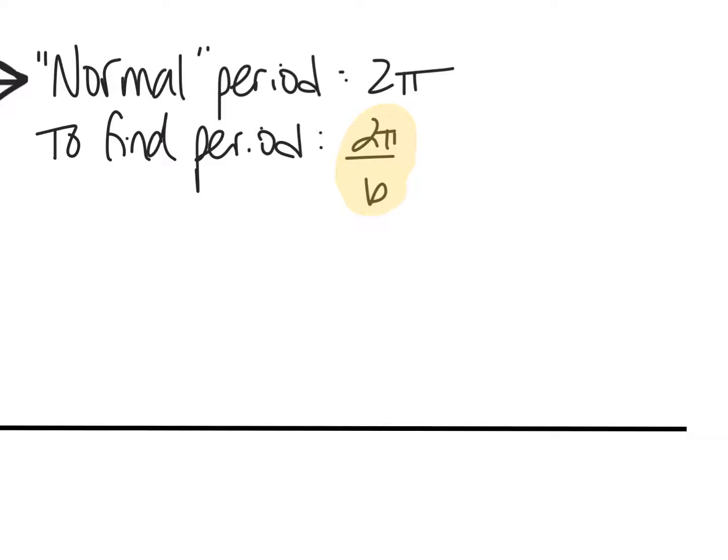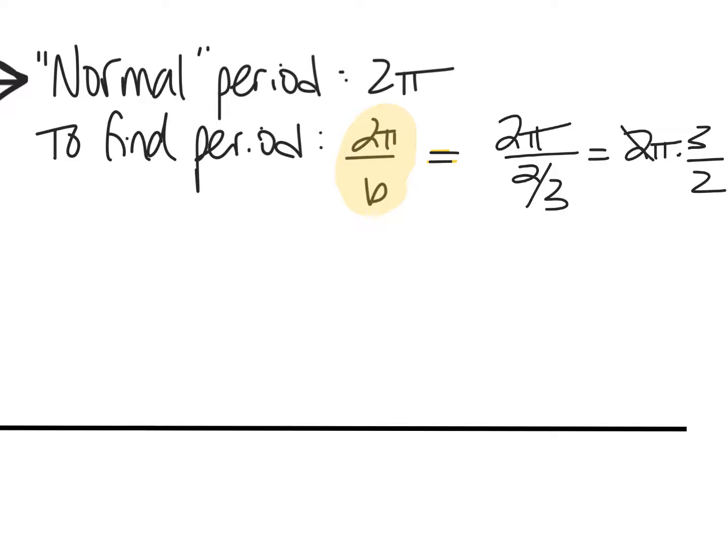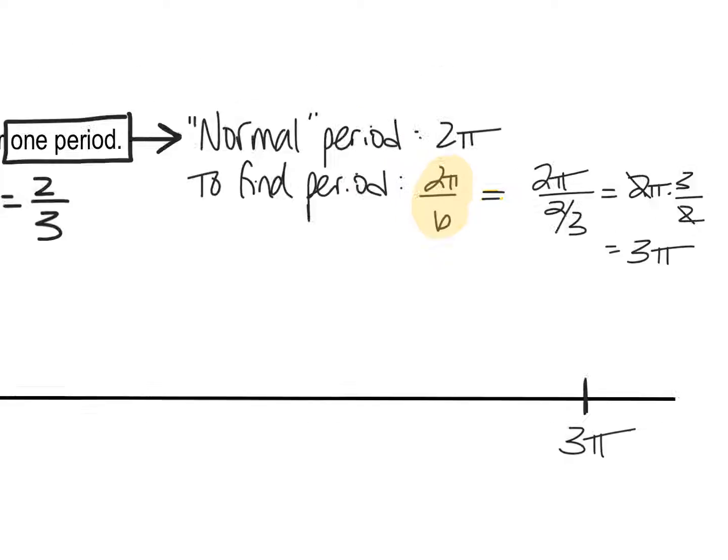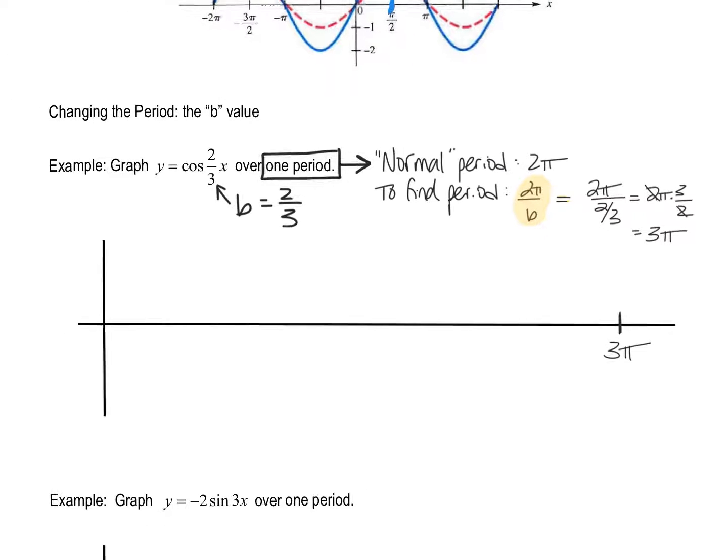And so what that's going to look like for this example is I'm going to do 2 pi divided by 2/3 because the b was 2/3, and I'm going to flip and multiply. So that means flip and multiply by the denominator. The 2's cancel, so my entire period is 3 pi, and that means that's where I stop graphing my graph. So instead of stopping at 2 pi for this example, I'm stopping at 3 pi.